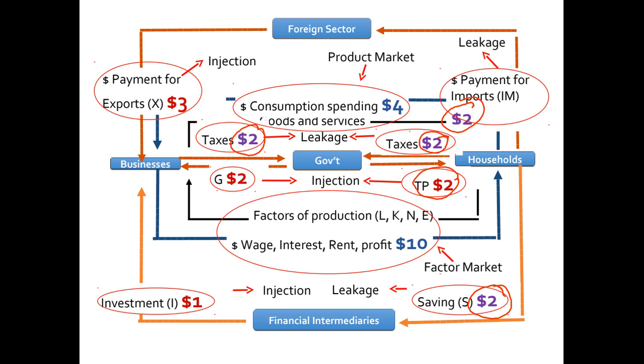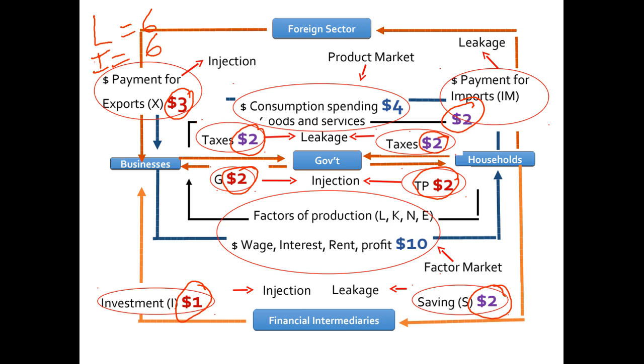And now injections. So $1 investment, this is injection, and then $3 injection, and then $2 that is government expenditure injection. So 1 plus 2 plus 3, 6. So injections are $6 again. So they both are equal, and therefore the economy is in equilibrium, right?